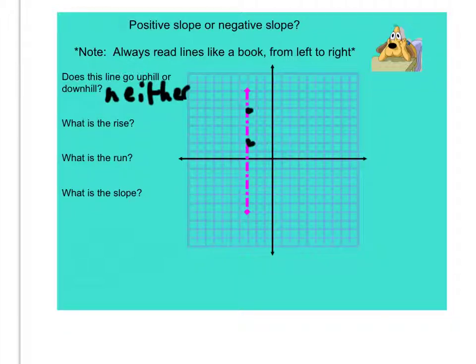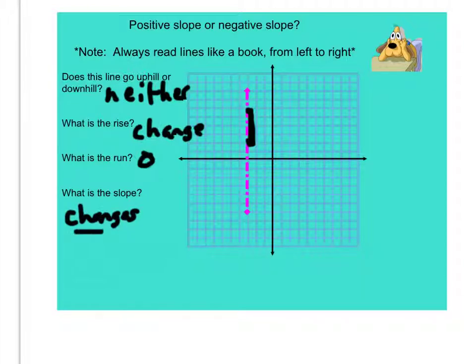What is the rise? Well, on this one, the rise between these 2 points changes. So the rise can change. And the run? Well, if I run from this point to this point, I don't move side to side, so my run is 0. And so what is the slope? Well, we've got something that changes over 0, the rise over the run. And there's a big problem here. You guys see what that is?